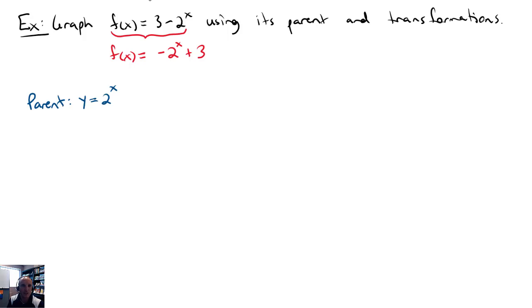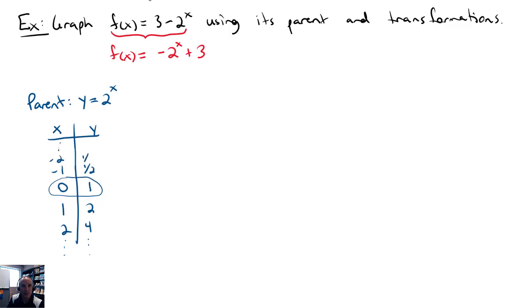This negative is a transformation. And so if I want to graph this using the transformations, I'm going to start with the graph of my parent function, or the xy table of my parent function, and I know if x is 0, y is 1. That's sort of our reference point for all these exponential functions. And then I can plug in values bigger than 0. I could keep going. I can plug in values smaller than 0 and keep going and get 1/2 and 1/4. And now I've got my parent graph, or my parent xy table.